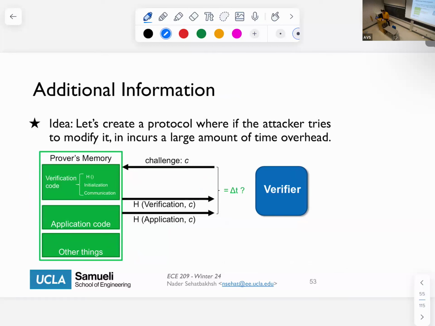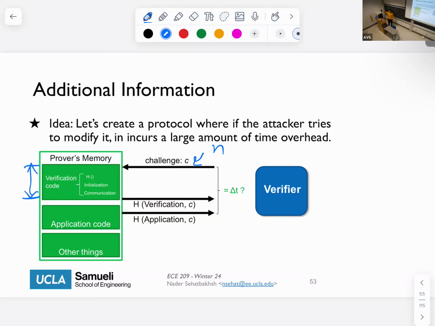So how are we going to do this? Basically, we're going to use the main idea that the time it takes to compute this result is information to make sure that the process indeed has been followed correctly, okay? So we're going to send our challenge, which is essentially our nonce. We're going to wait for the verification code to run the attestation protocol. And if you remember, the attestation protocol was going through every line and computing the hash.